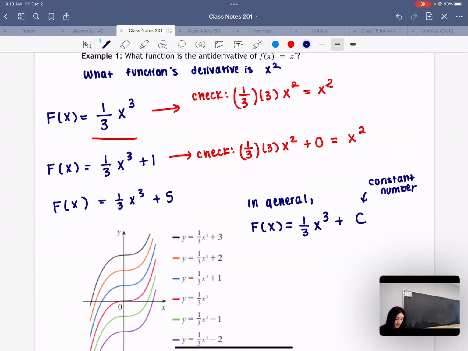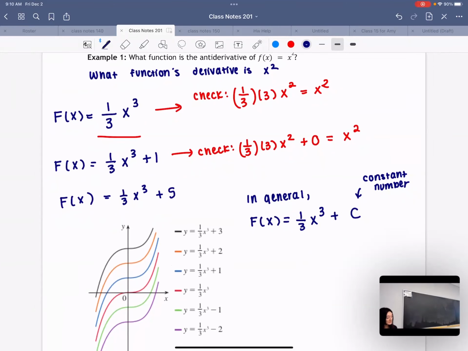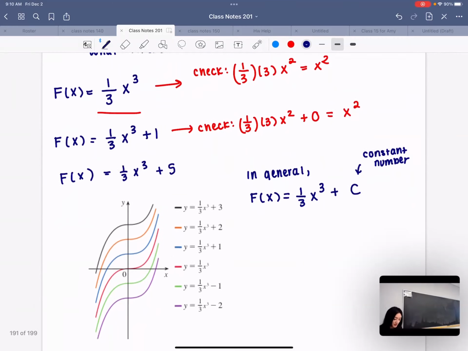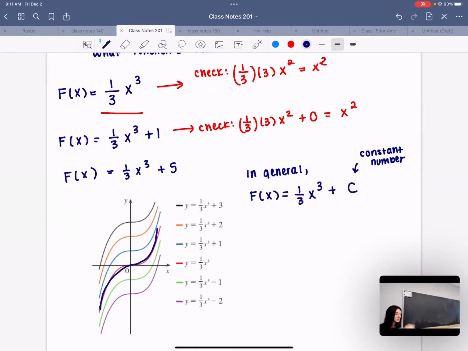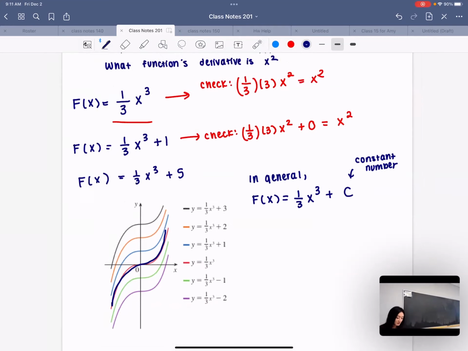And if we take a look at all the graphs of these antiderivatives, so 1/3 x cubed, 1/3 x cubed plus 1, plus 5, plus 3, we can graph all of those antiderivatives. They're all to the third power, so they have that disco man shape. But if I add something to the function, it's just going to shift up and down, right? So any sort of vertical shift of my original antiderivative is going to be also an antiderivative of my function.